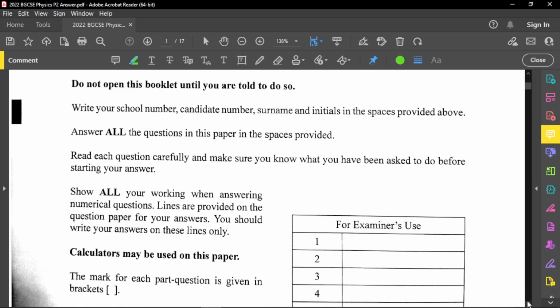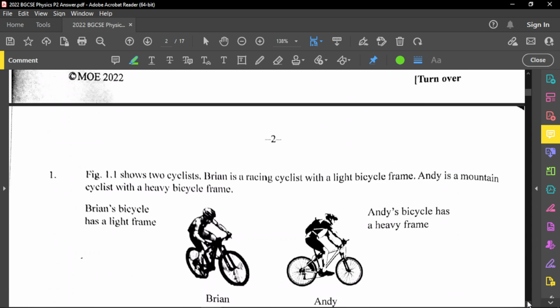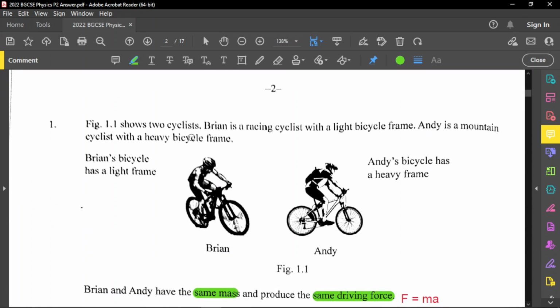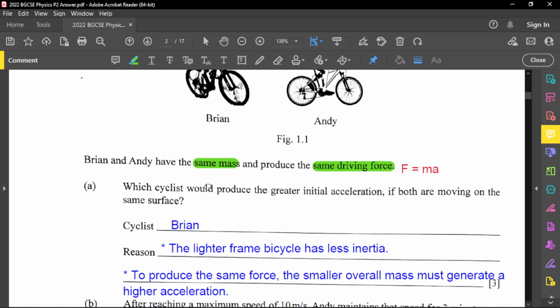Now let's jump to question number 1. Question number 1 reads that figure 1.1 shows two cyclists. Brian is a racing cyclist with a light bicycle frame. Andy is a mountain cyclist with a heavy bicycle frame. All right, the pictures are showing both of them. For the question, Brian and Andy have the same mass and produce the same driving force. And just to remind you that force is equal to mass times acceleration.